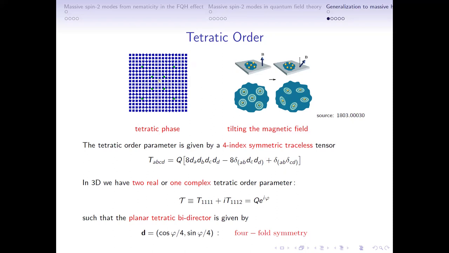Sorry, just to go back, is there some easy explanation of why the inversion symmetry should always be preserved?